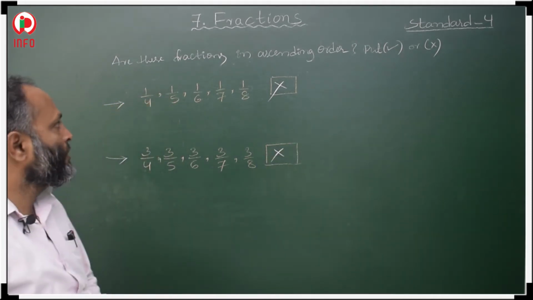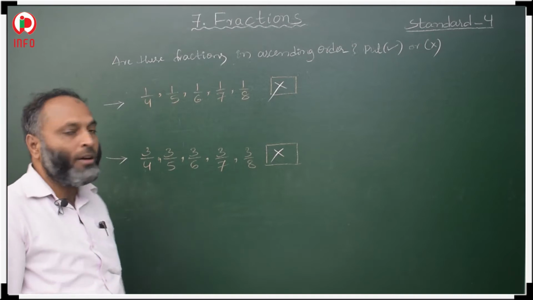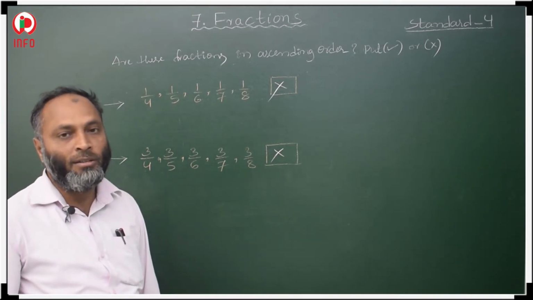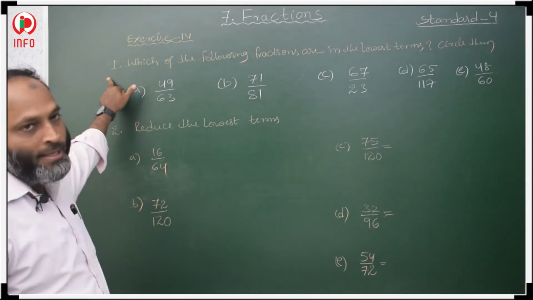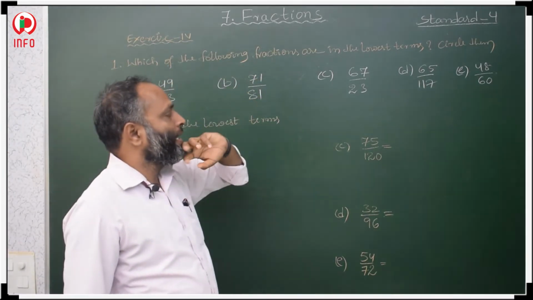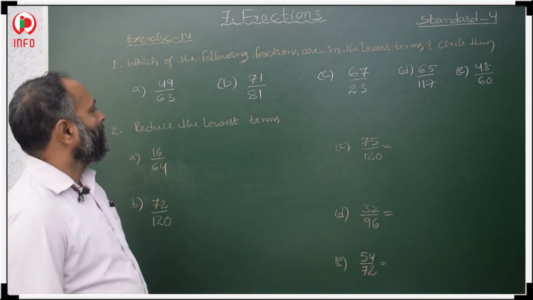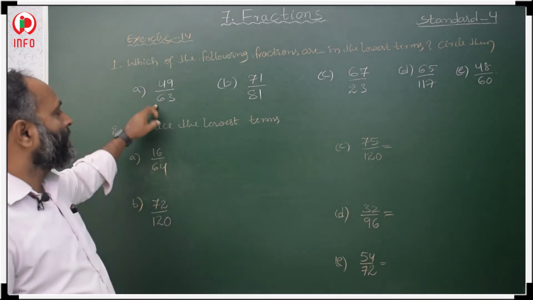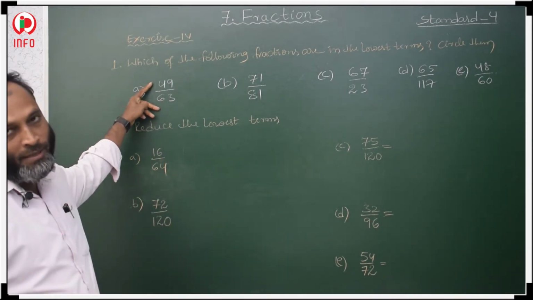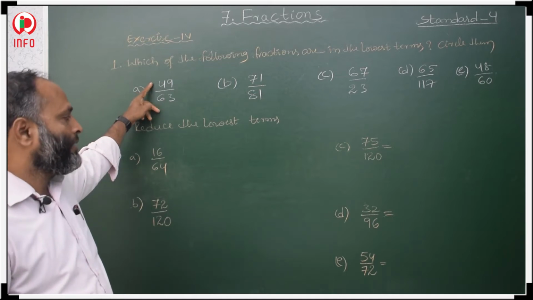Okay, so these two are in descending order, not in ascending order. Now see here in exercise 4, which of the following fractions are in lowest terms? In the lowest terms, we have to circle. 49 by 63, these two are divisible by 7, so these are not in lowest terms.